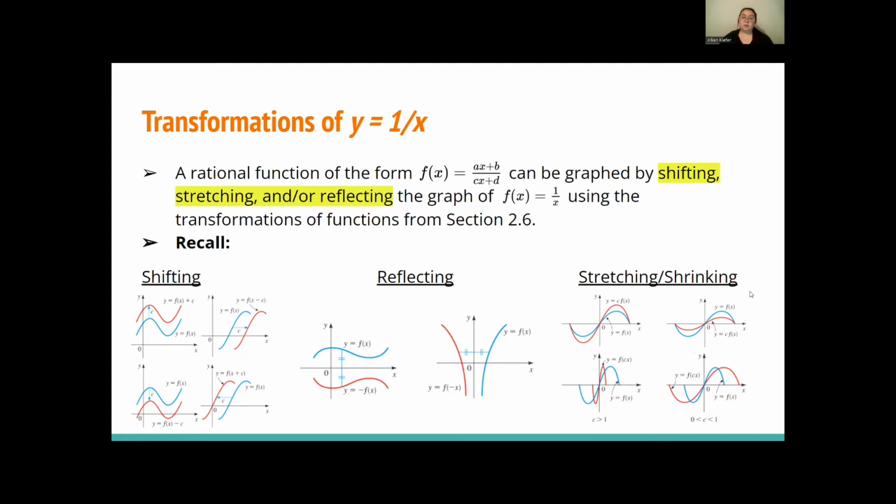So if you want to brush up on those, definitely feel free to look back into section 2.6 at those different types of transformations. And then there are just a few problems on your homework that relate to things like this. So I just want you to be familiar with those types of transformations, and you should see very similar transformations being made on the graph of 1 over x.